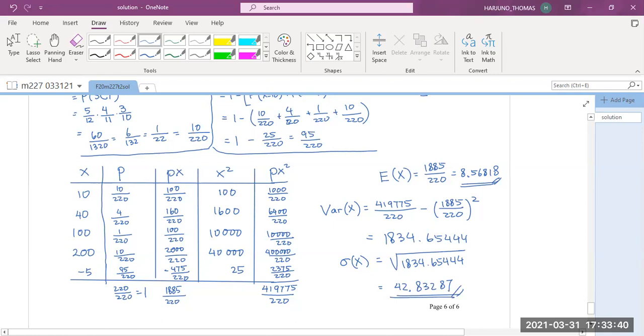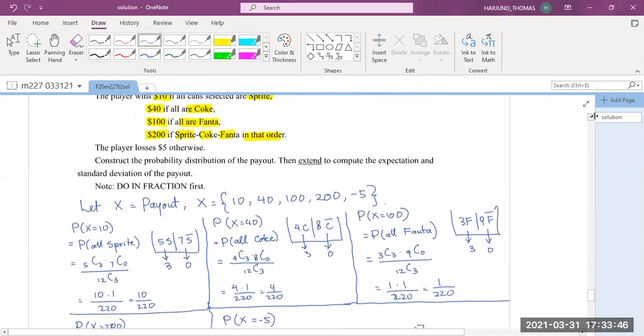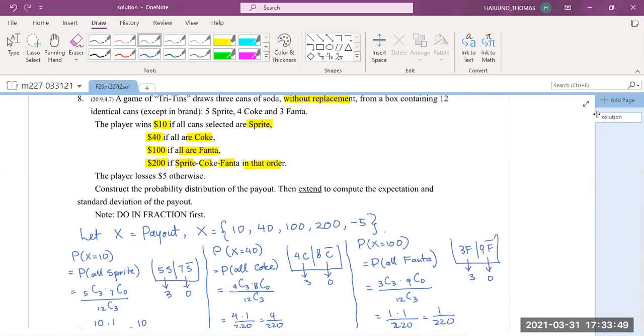Okay, that's a long question, right? That's a long question. But it's worth 20 points, 1/5 of the test. So you better know how to do this. Okay, now this is for fall 20.